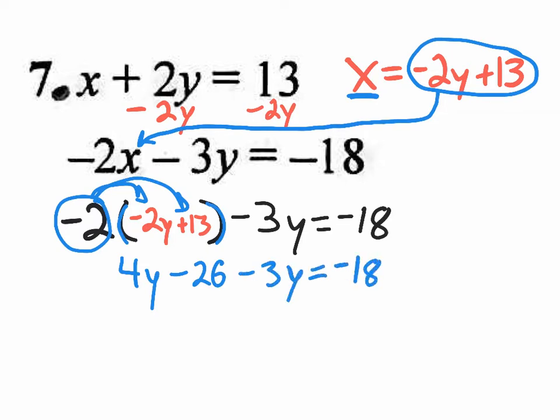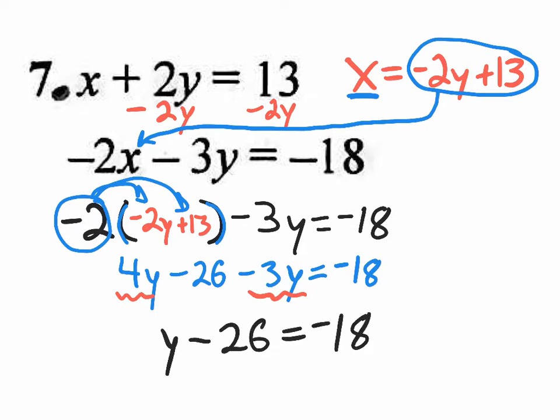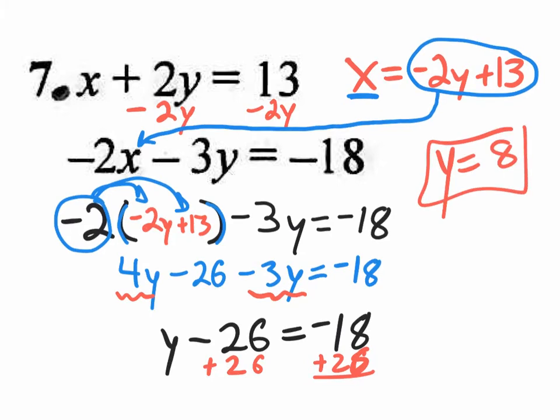Combine like terms now. So if you combine the 4y minus 3y, that's going to be simply 1y. You don't even need the 1 in front of there, actually. And let's just rewrite the rest. We're going to have a minus 26 equals negative 18. Final step would be to get rid of that minus 26 by adding 26. Adding 26. Whoops, that's ugly, sorry. Anyhow, your answer is y equals negative 18 plus 26 is 8. So you have one answer.